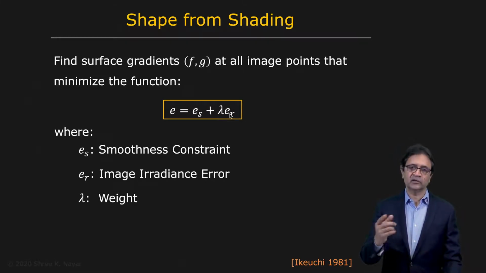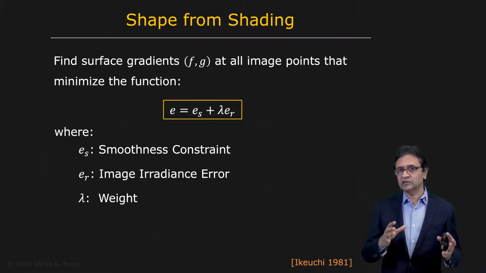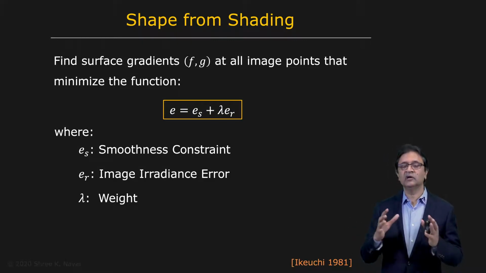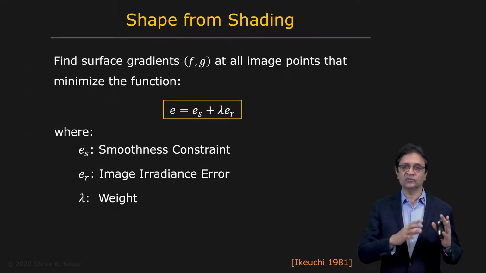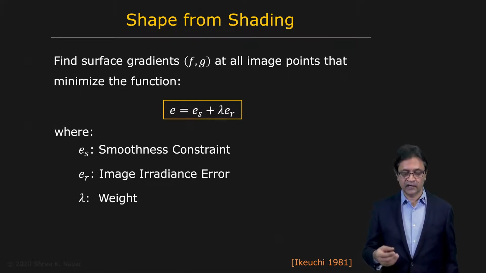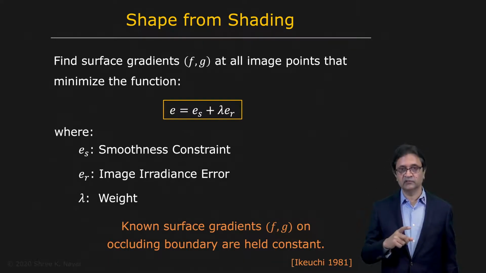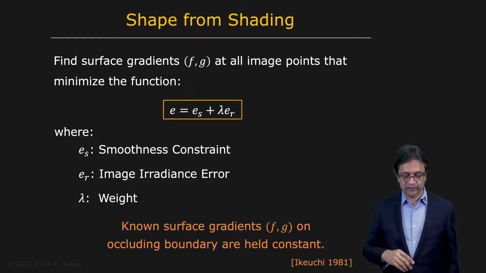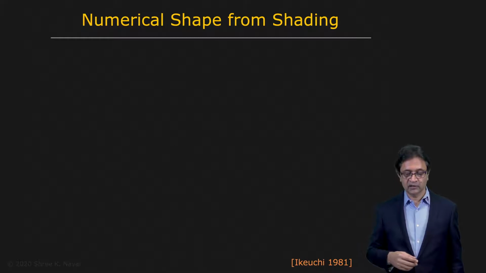And ultimately, we're actually going to develop an iterative algorithm. And in this iterative algorithm, once the fg values begin to evolve, you can start increasing lambda so that more emphasis is placed on your image irradiance constraint, and you start relaxing your smoothness constraint. And in doing all of this, in minimizing E and finding f and g, you're going to use the known fg values on the occluding boundary of the surface. We're just going to hold those constant. So that's the algorithm that we're going to now discuss. It was developed by Ikeuchi and Horn, and it's called numerical shape from shading.